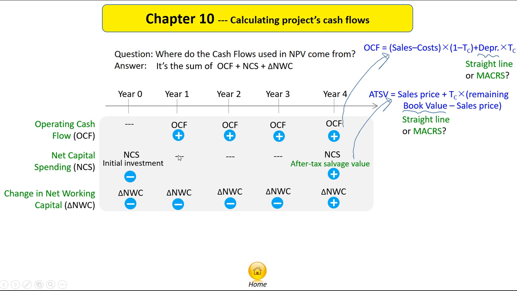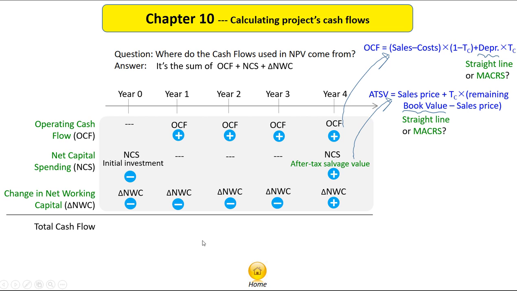As for the signs of all these cash flows, cash inflows, or the numbers with a positive sign, are typically all the operating cash flows, the after-tax salvage value that you receive when you sell your equipment or building at the very end of the project, and the recovered net working capital at the very end. Everything else is what we invest, such as the initial investment in year 0 and all the net working capital investments in the earlier years, if we have that going on.